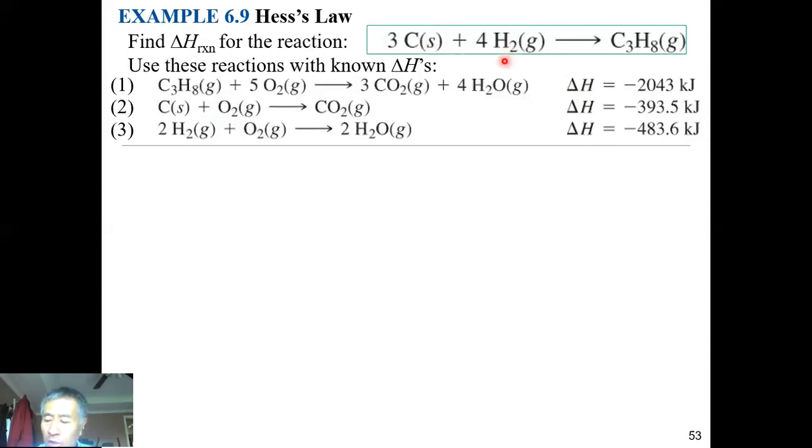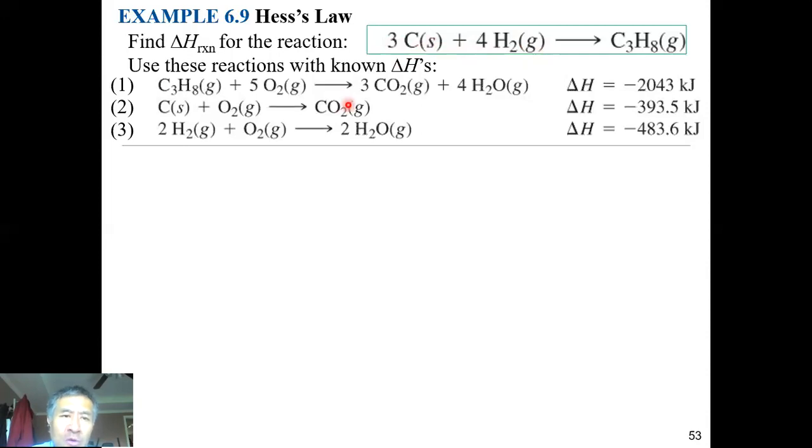So now how do we know what to do with these three given equations, to reverse them or multiply them by some number, and then add them together to get that? How do we do that, and where do we start? We usually use the substances in this equation whose delta H you want to find as a guiding line. Okay, so let's say the first thing you want to have in this equation is three carbon solid.